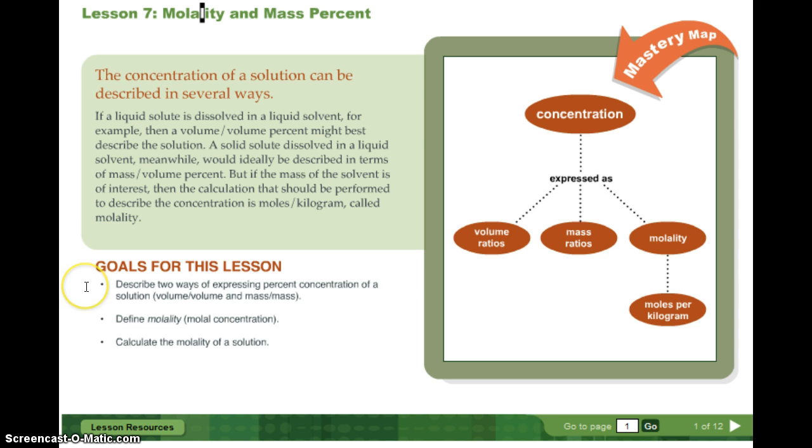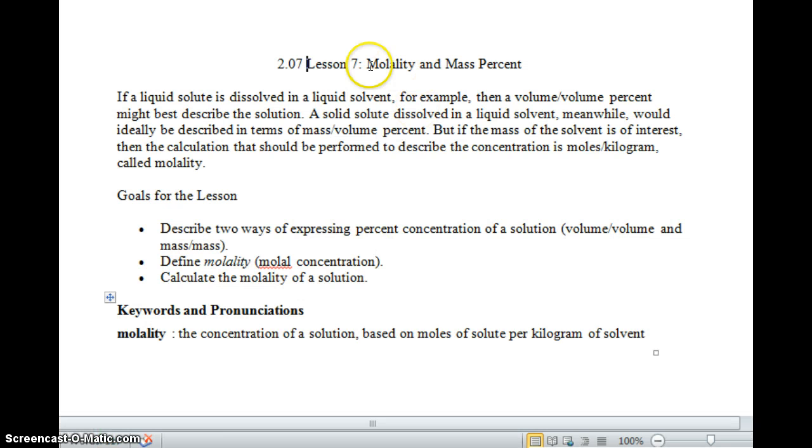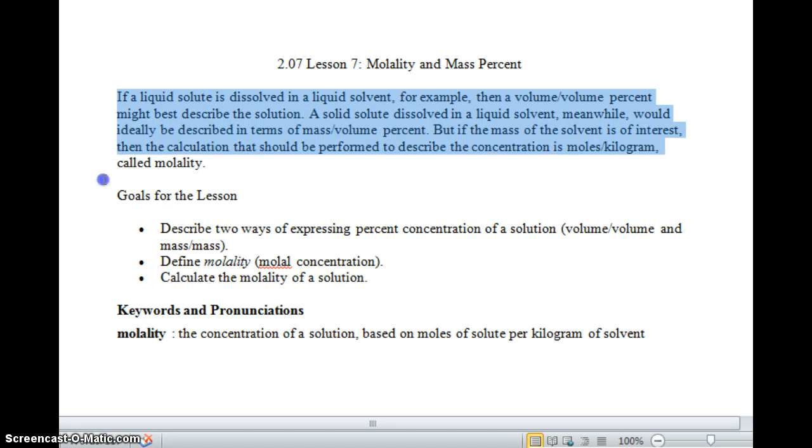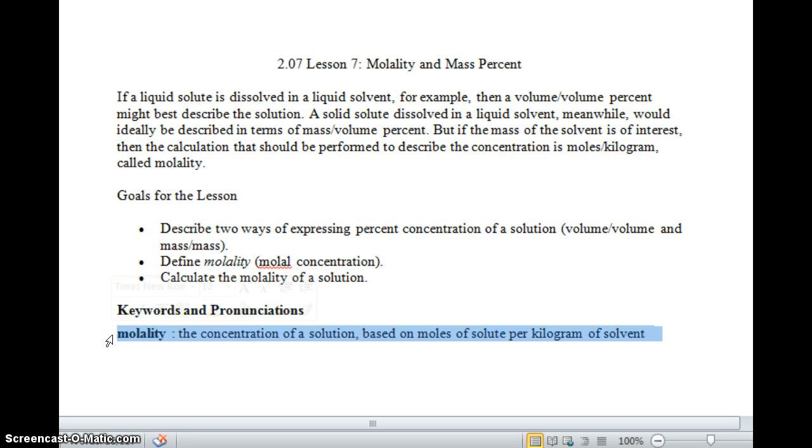Goals for the lesson: describe two ways of expressing percent concentration of a solution, so volume and mass. Define molality, or molal concentration. Calculate the molality of a solution. And on slide 2, you can go ahead and get the study guide. From the study guide, I just put our first paragraph in that we read and our goals. The key word is molality, the concentration of a solution based on moles of solute per kilogram of solvent.